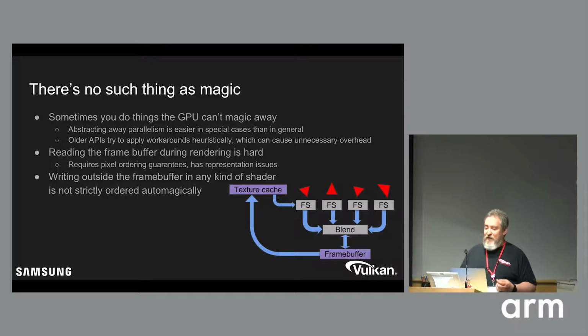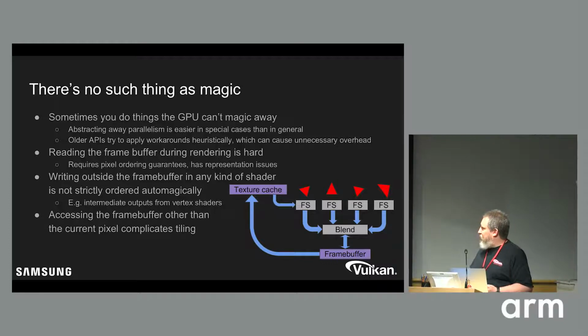In fact, that's true of writing outside the frame buffer in any kind of shader. For example, if you've got vertex shaders that are writing out intermediate values, if you write to one location, you'll get them in a fairly random order because the vertex shaders will run in different orders on different hardware. And for tilers, the situation is particularly complicated because this frame buffer is living in tiled memory. And if you're trying to access anything other than the current pixel, then you have to worry about what order your tiles are processing stuff in as well. So trying to access anything that's not local is particularly complicated.